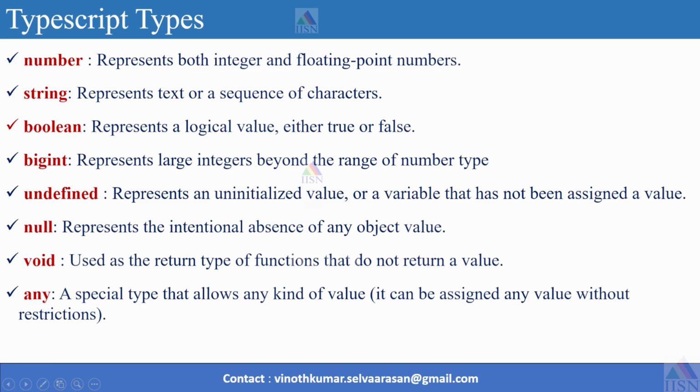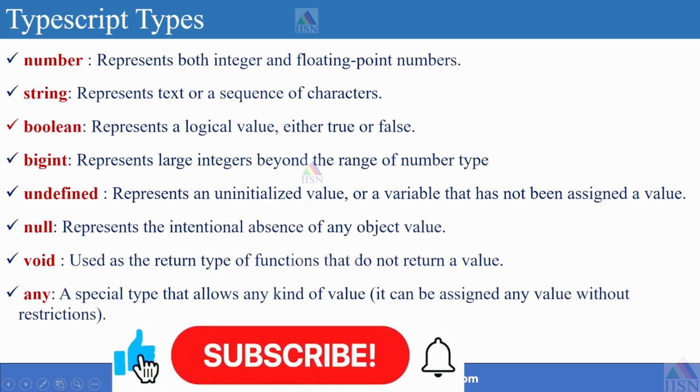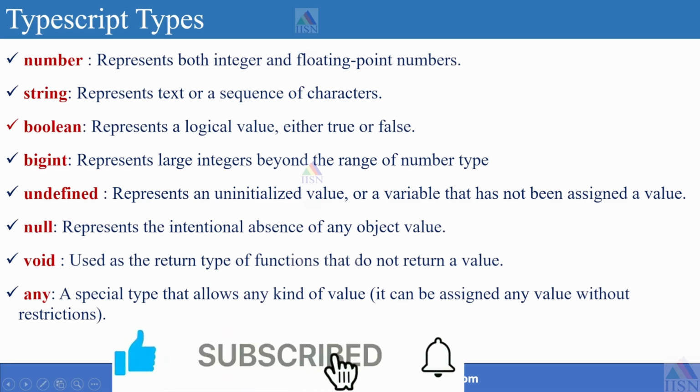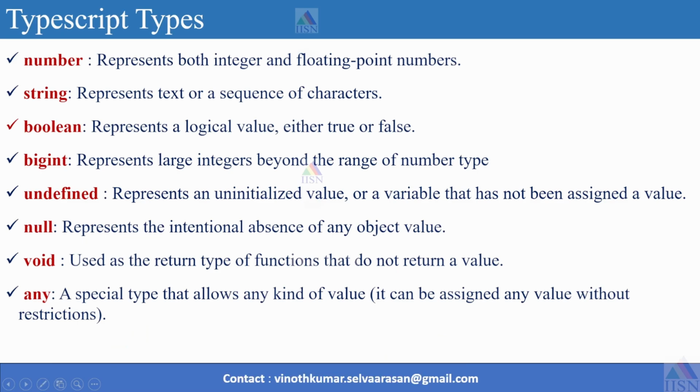And then bigint. In case you want to store larger numbers, then you go with bigint. Undefined represents uninitialized values or variables. For null, it represents the intentional absence of any object value, so you can use null values. Void doesn't return any values. So whatever data types we see here, we are going to see in the implementation part. And the next one is going to be the any data type.